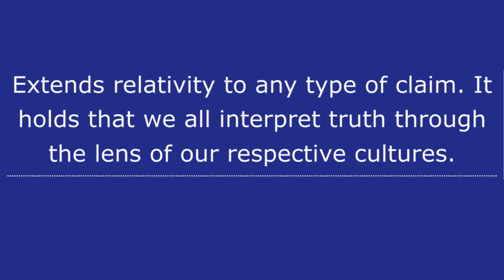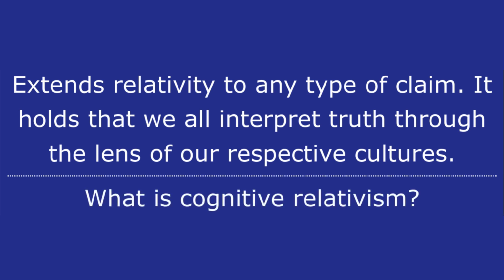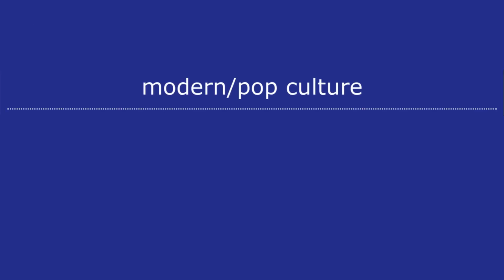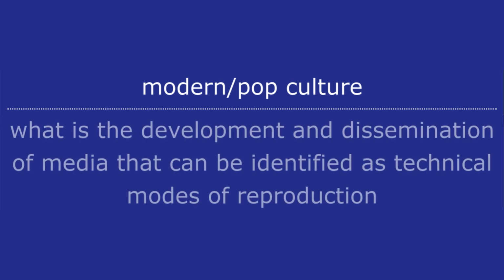Syncretism and multiculturalism for 400. Extends relativity to any type of claim. It holds that we all interpret truth through the lens of our respective cultures. Syncretism. What is cognitive relativism? Modern, pop, sub, folk, and indigenous culture for 400. Modern/pop culture. What is the development and assimilation of media that can be defined as technical modes of reproduction? That's right.